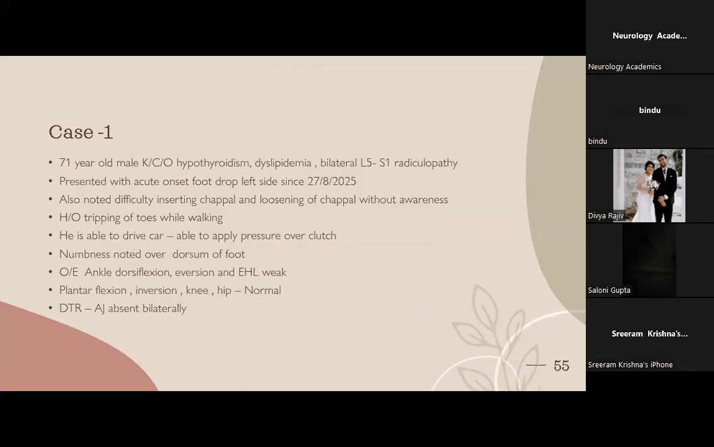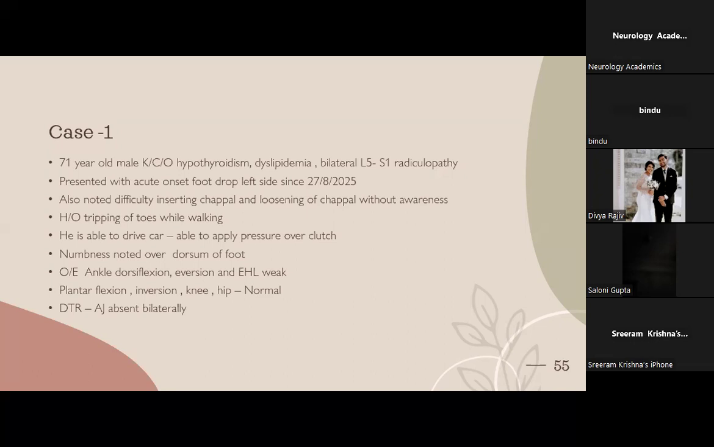A 71-year-old male, known case of hypothyroidism, dyslipidemia, with previous history of bilateral L5S1 radiculopathy. The patient had paresthesia of both soles, and presented with acute onset foot drop on the left side since 27th of August. He also noticed difficulty in inserting chappal and loosening of chappal without awareness. There is a history of tripping of toes while walking. He's able to drive a car and able to apply pressure on the clutch. He also noted numbness over the dorsum of the foot.